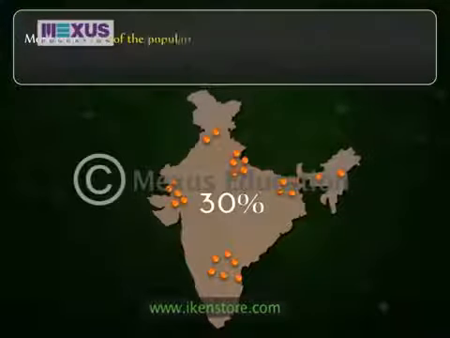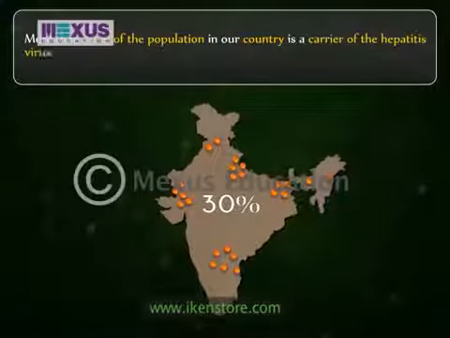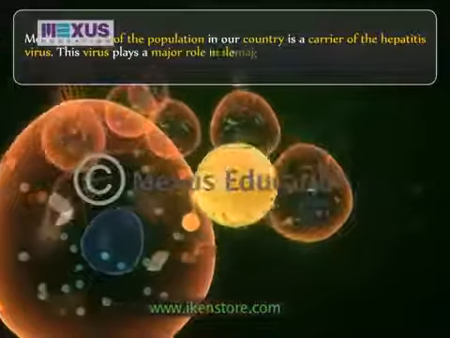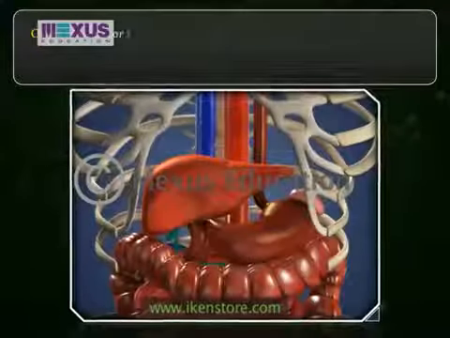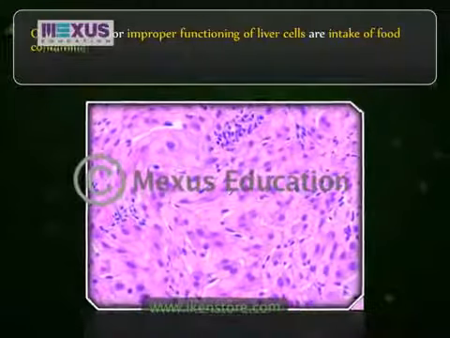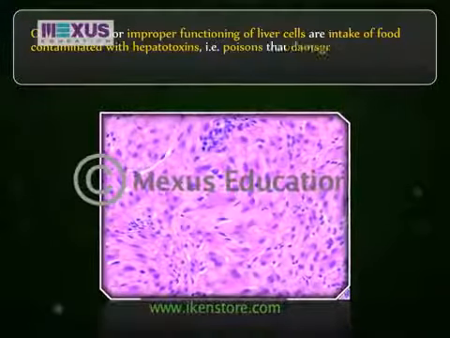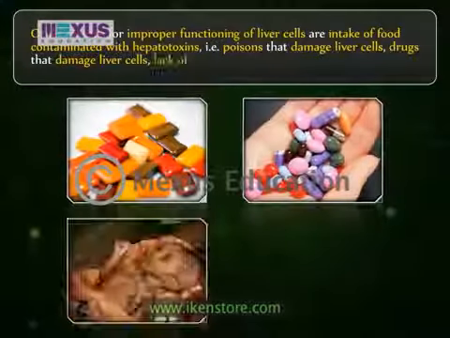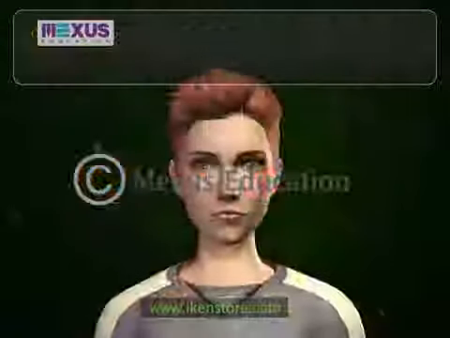More than 30% of the population in our country is a carrier of the hepatitis virus. This virus plays a major role in damaging liver cells. Other reasons for improper functioning of liver cells are intake of food contaminated with hepatotoxins, that is, poisons that damage liver cells, drugs that damage liver cells, lack of proper nutrition, and alcohol consumption.